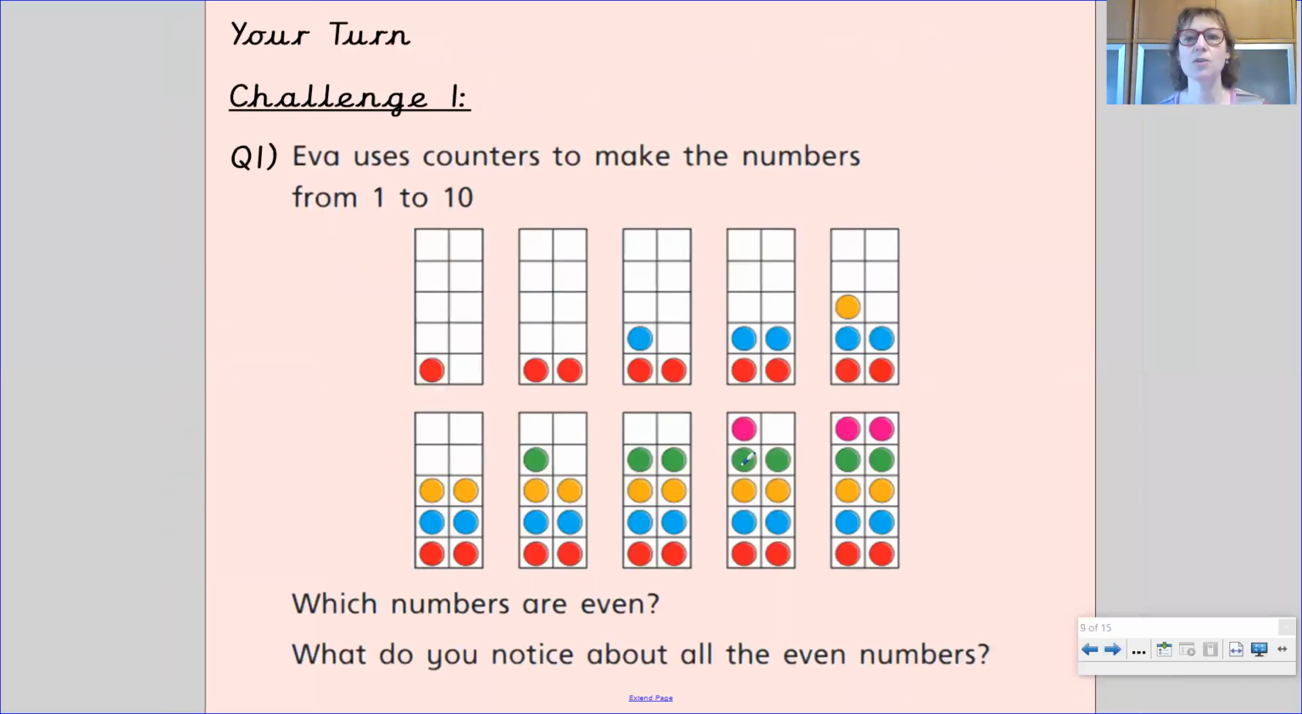So, your challenge for today. So Eva uses counters to make numbers from 1 to 10, you can see. And all you've got to do is tell me which ones are even. And so the even ones will not have an odd one out. So the even ones will all be in pairs. So you can just tell me which ones of those are even. And what do you notice? And I think I've just told you what you notice. They are all in pairs. So which ones of those are even?